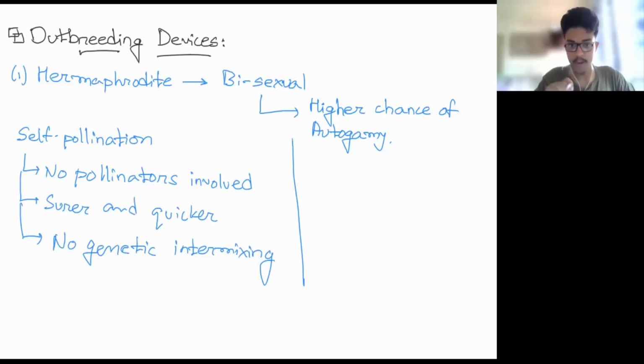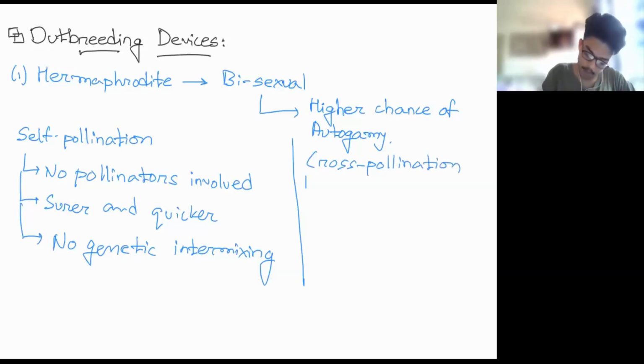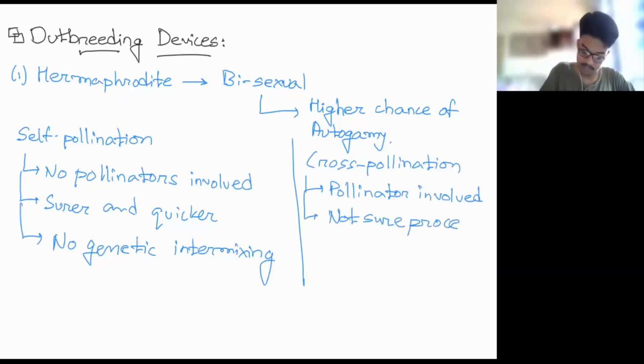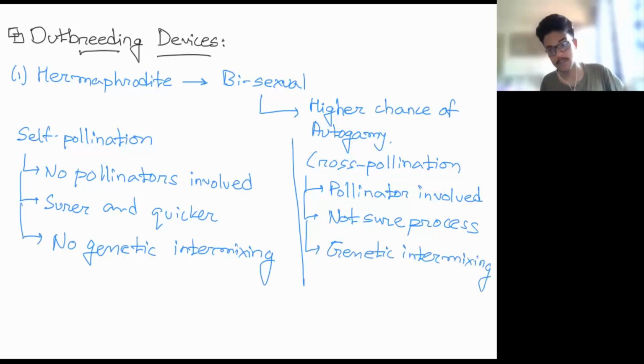But the good thing about cross-pollination is that there is genetic intermixing. This is the highlight point. So in cross-pollination, we have pollinators involved, it is not a sure process, and I have described the reason as well. The last point is that there is genetic intermixing. What we observed in xenogamy is that pollen grains are transferred from anther to stigma of a different flower of a different plant. So the genetic constituents are different. When union, that is fertilization, happens between the two, there is genetic intermixing.